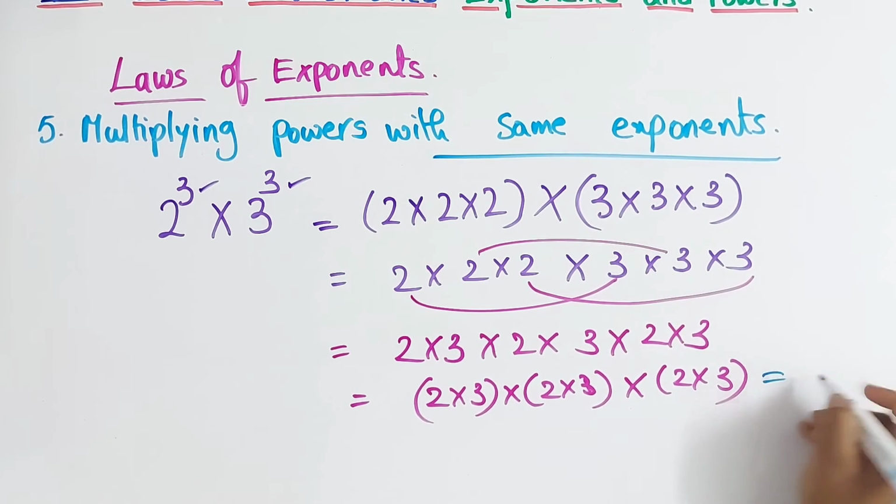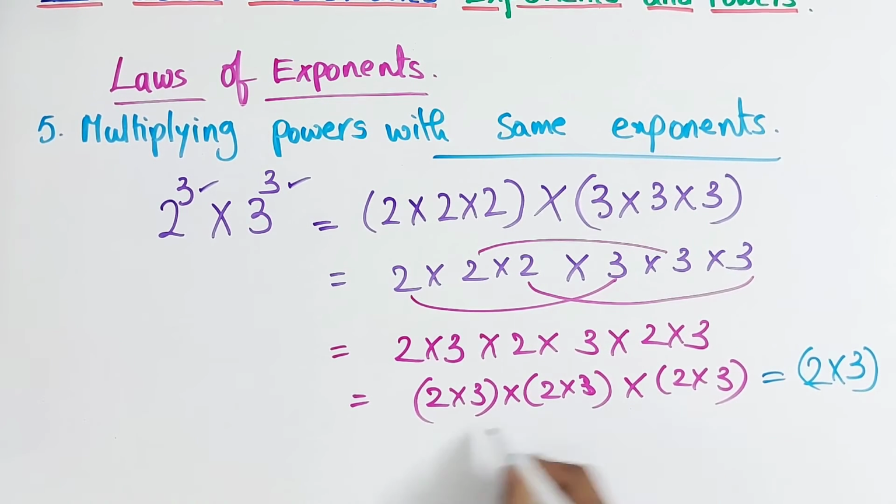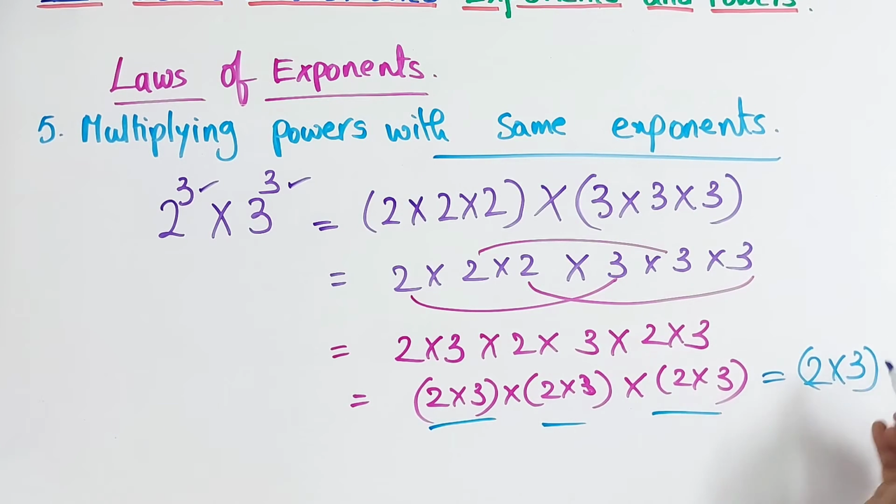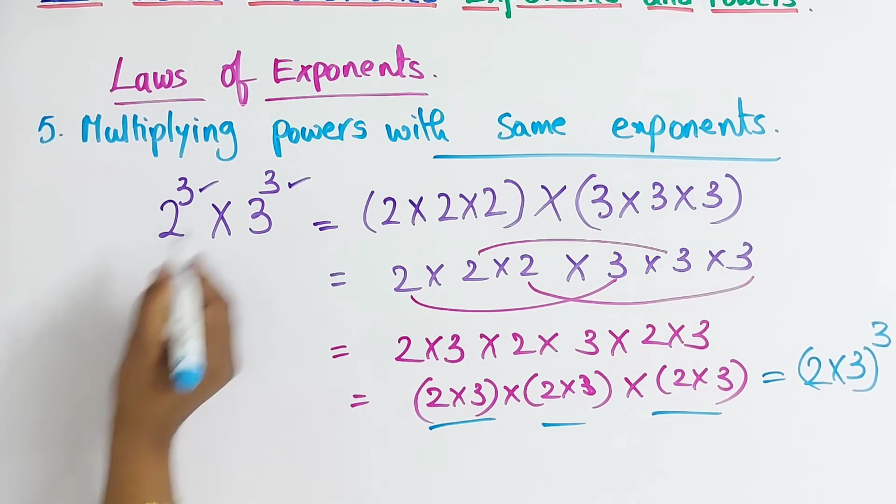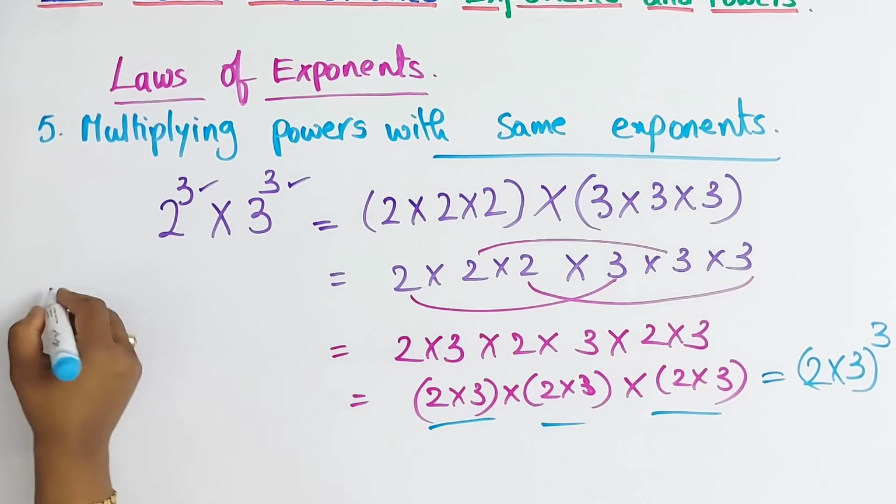This is equal to 2 into 3. Power of how many times have we written? 1, 2, 3, children. 2 into 3, power of 3. Right, children? Now we will write the general representation of this one, children. Multiplying powers with the same exponents.